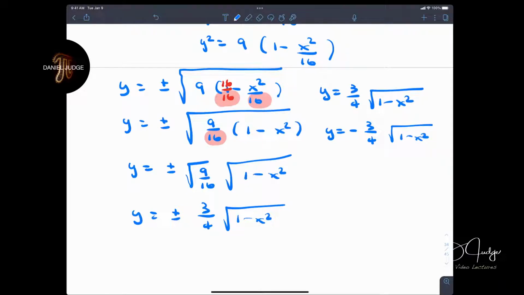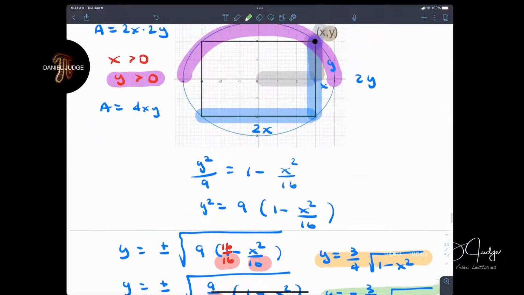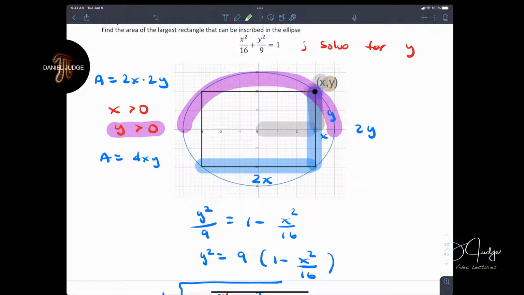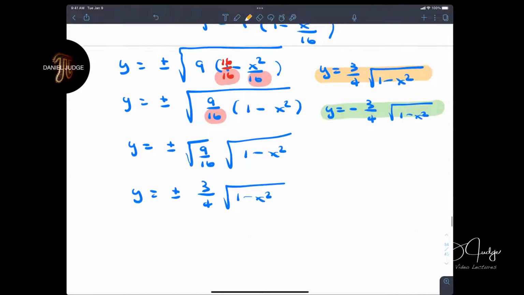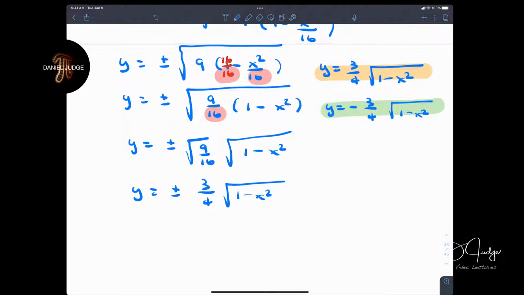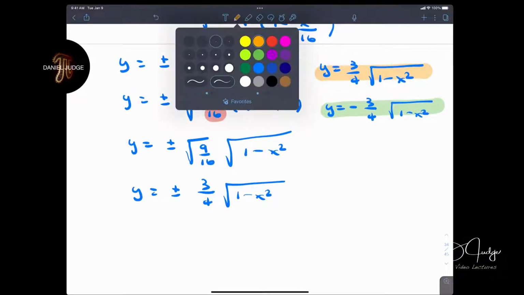The positive one is the positive answer for y, the positive y coordinate, and the negative one is the other. So remember what we said: we're going to use the positive here. This is the top portion of the curve of the ellipse, and there's the bottom portion. We're going to use the y coordinate value being positive, so we're going to use the top portion of that curve. We're not going to use the negative y values.